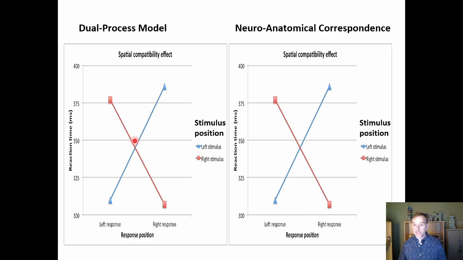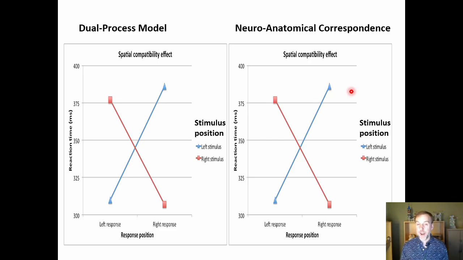Okay, back to our 2 hypotheses. So neuroanatomical predicts ipsilateral is fast, contralateral is slow. Now the dual process model, if you remember its predictions, it also predicts that ipsilateral is fast and contralateral is slow. So they're predicting the same thing. And the results, of course, do show that ipsilateral is fast and contralateral is slow. So because these results support both hypotheses, we can't say that one is correct and one is incorrect.